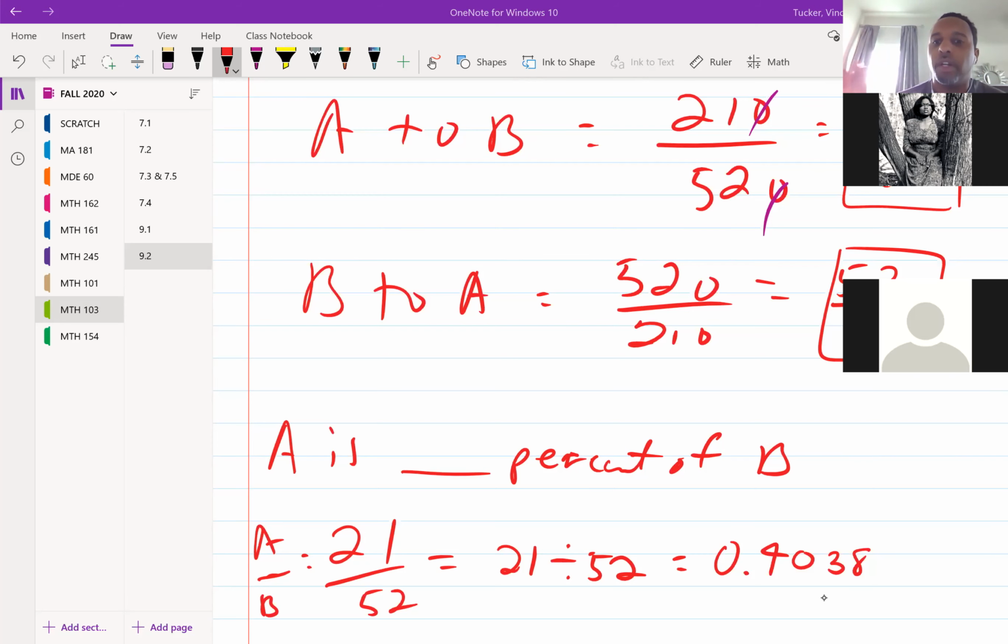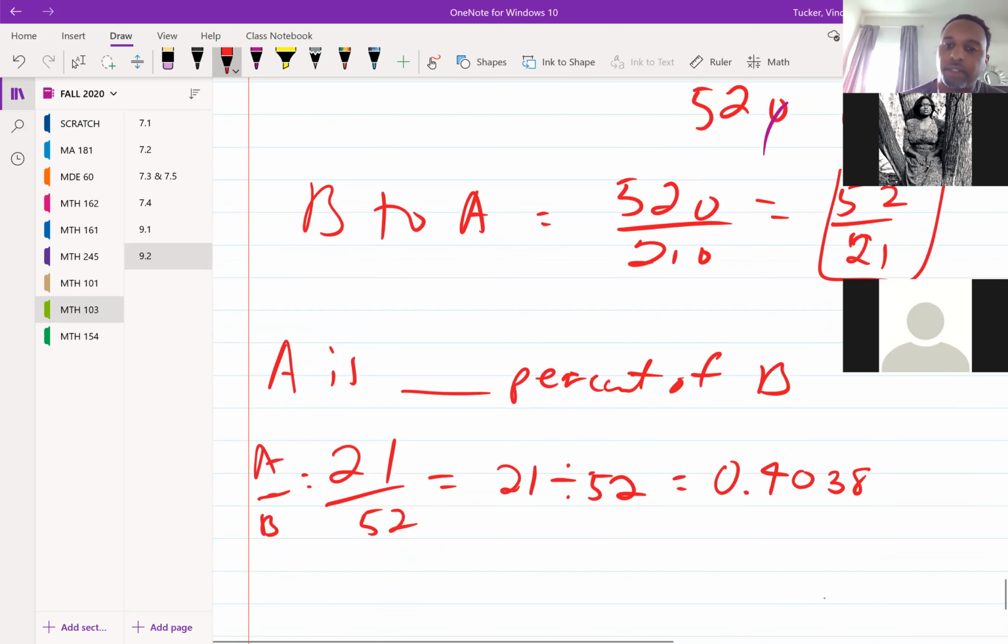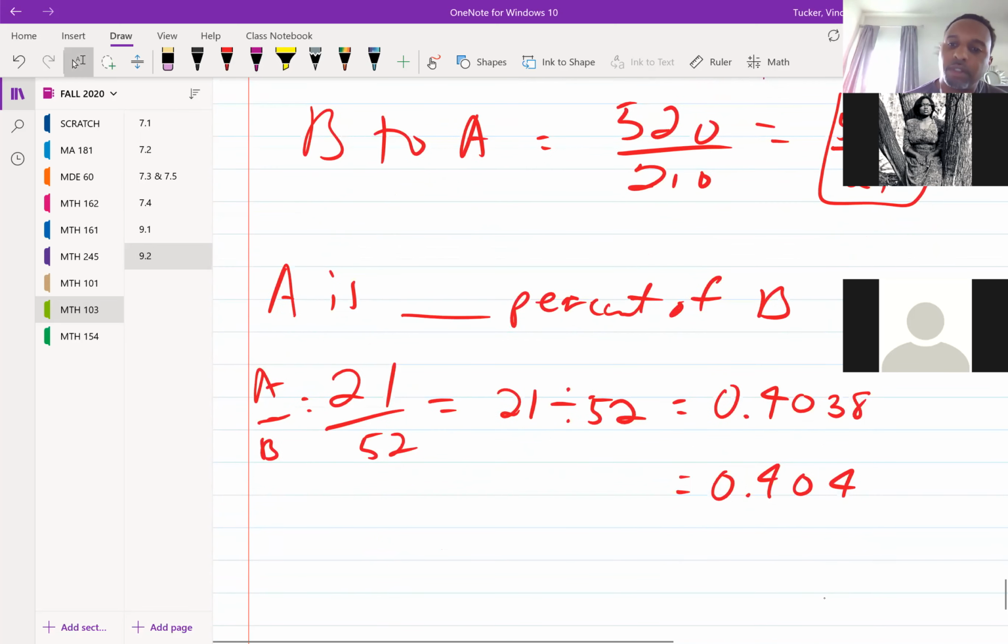Okay. So this is round to one decimal place. So this is 0.404. And the reason why I do 3 here is because when you convert it to a percent, move it 2 to the right. So that should be 40.4%.